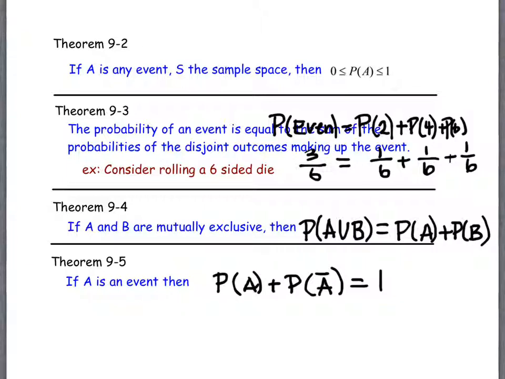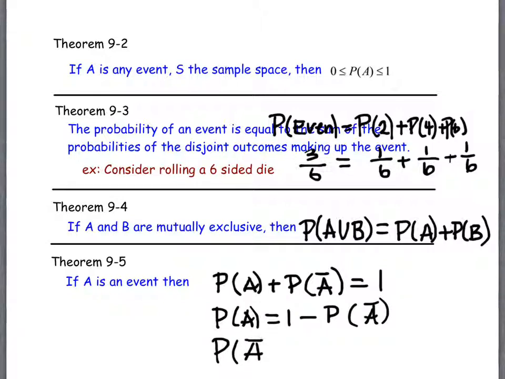We can take this formula and we can express it like this, or we can express it like this, or we can express it like this. Those are all just algebra manipulations of the first one. In other words, if I know that there is a 0.35 probability of winning a game, then what is the probability of not? Yeah, just 1 minus 0.35, 0.65. That's all that this theorem is telling you.